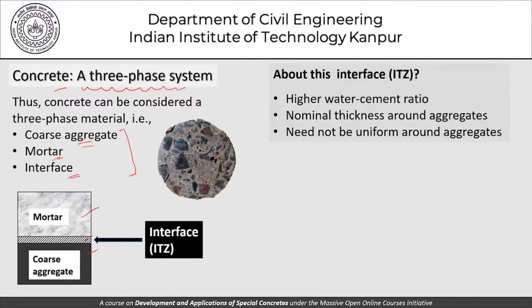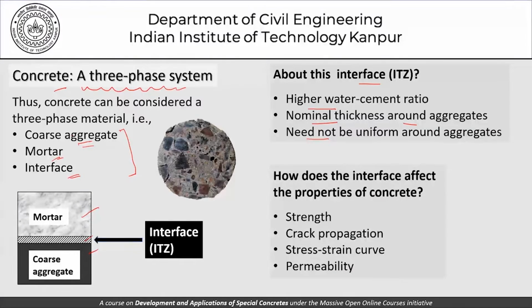And about this ITZ, it has a higher water cement ratio, it has a nominal thickness around aggregates, and of course it need not be uniform around aggregates. You must remember that this creation of ITZ, that kind of model that I represented, is a gross simplification of the ITZ and the concrete and so on. So try to think about it yourself, try to create a model for yourself in your mind, and then you'll probably be better off.